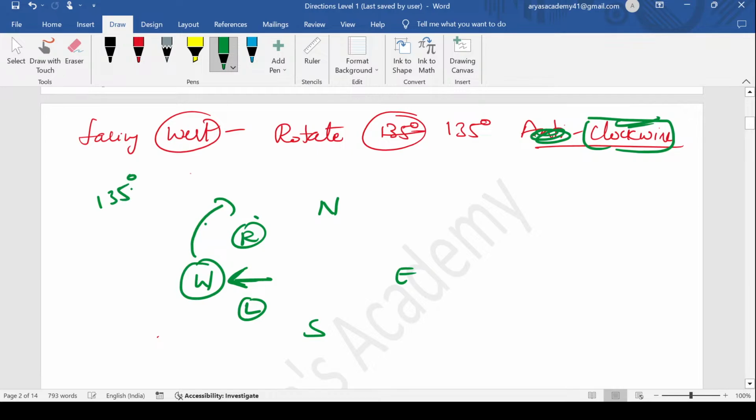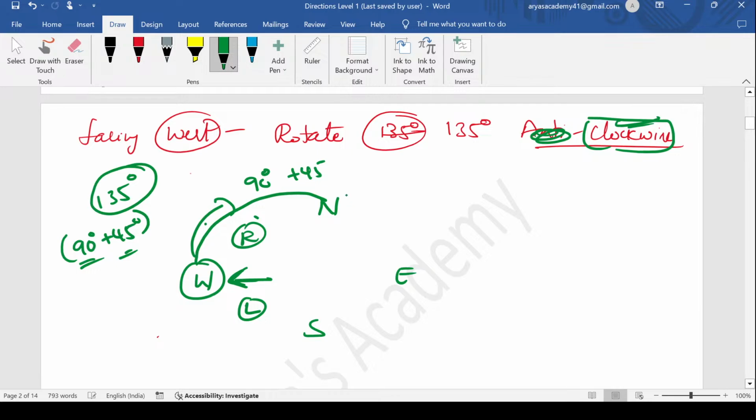135. How can you derive 135? It is 90 plus 45. If I move from west to north, I will cover how much? 90. But I have to cover 135, so I should add another 45 degrees. So from north, if I rotate in clockwise direction for another 45 degrees, I won't reach east, but I will be here only. And that direction which is between north and east is known as what? Northeast. Hence the correct answer is northeast only.